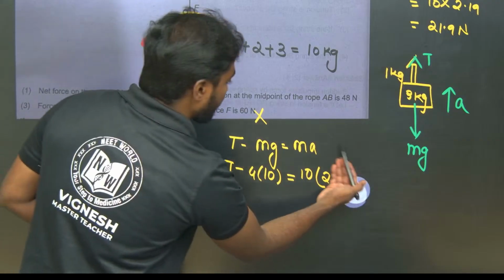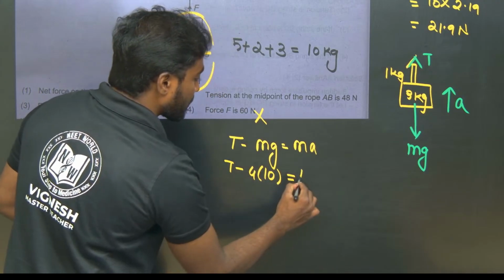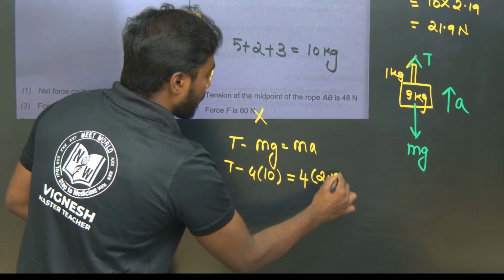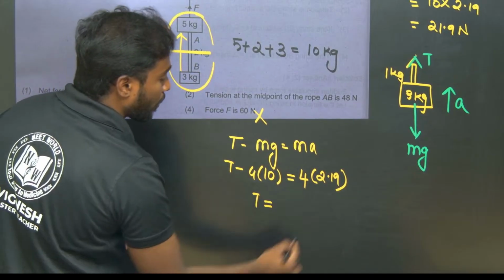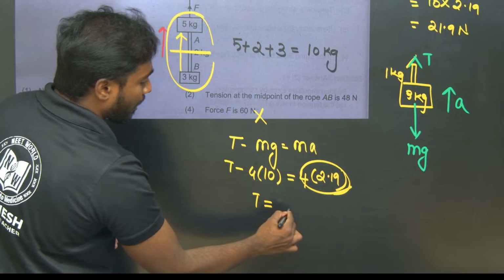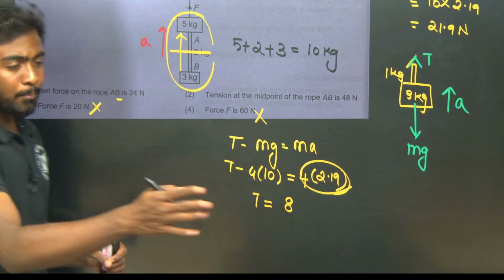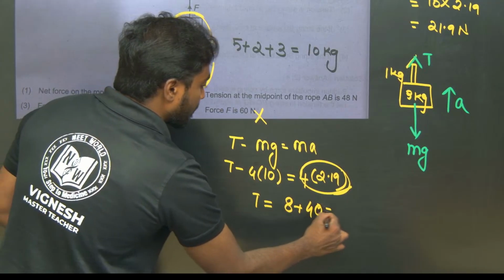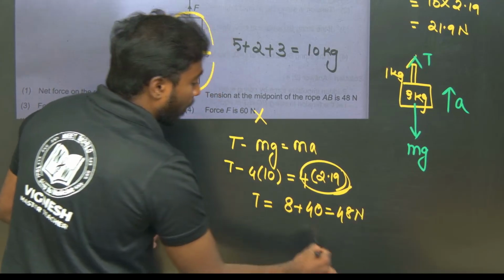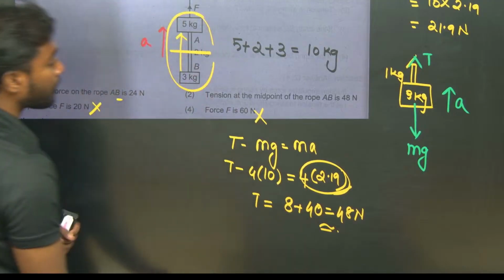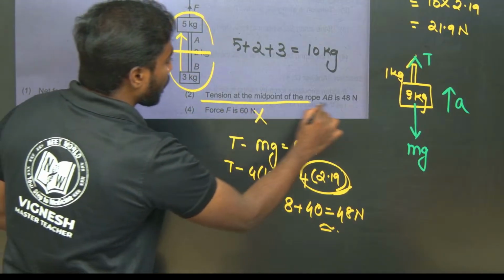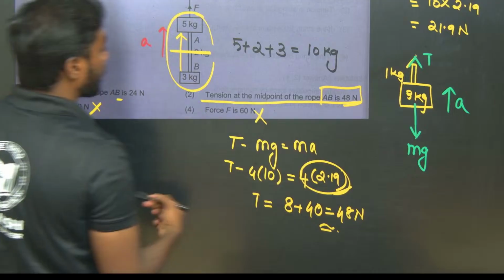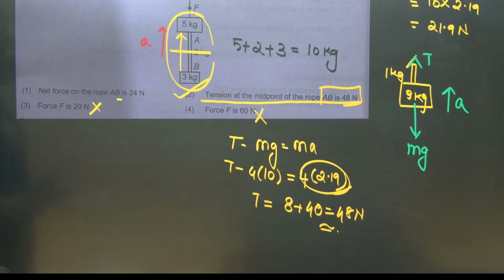Sorry, this is 4 kg, right? Mass is 4 kg into 2.19. Now T is approximately 8 point something, so I will keep 8 plus 40, which is nothing but 48 Newton. So approximately I am getting 48 Newton, right? So the tension at the midpoint of rope AB is 48 Newton. So option B is the correct answer.